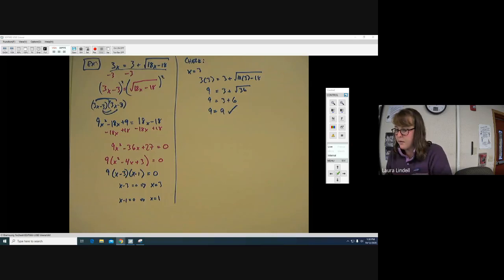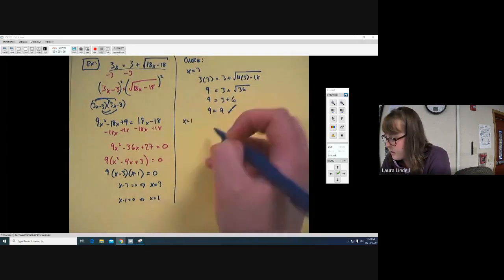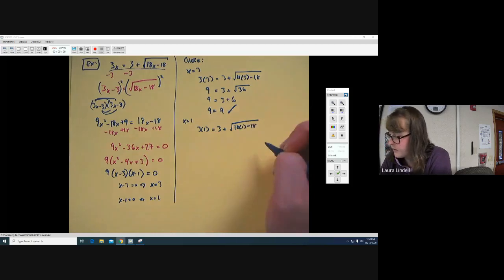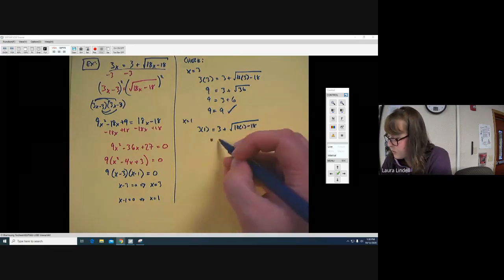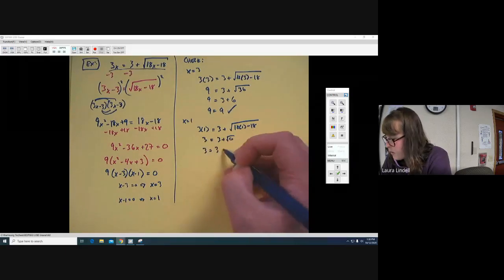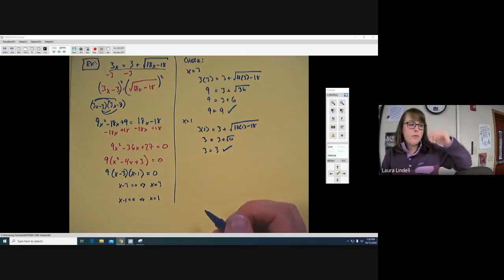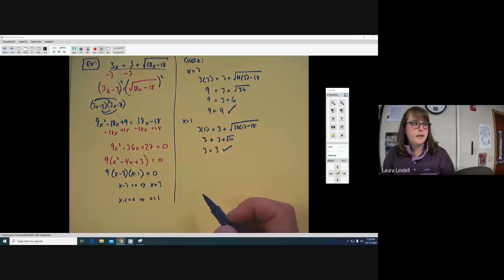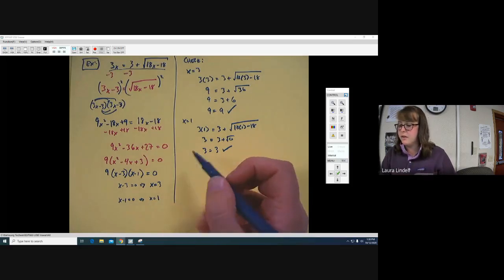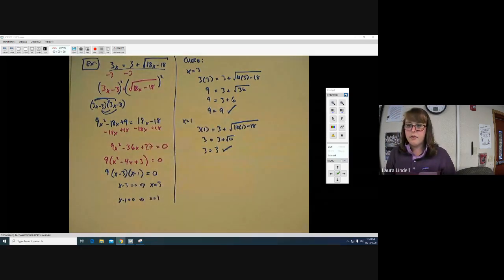All right, and then we do the same thing with x equals 1. 3 times 1 equals 3 plus the square root of 18 times 1 minus 18, which is the square root of 0. And 3 equals 3. So we do get the same thing here where they are both solutions. And that one was a very similar way of solving. So a lot of these you'll kind of start to notice there's sort of a pattern to how they solve. Any questions with this one so far?